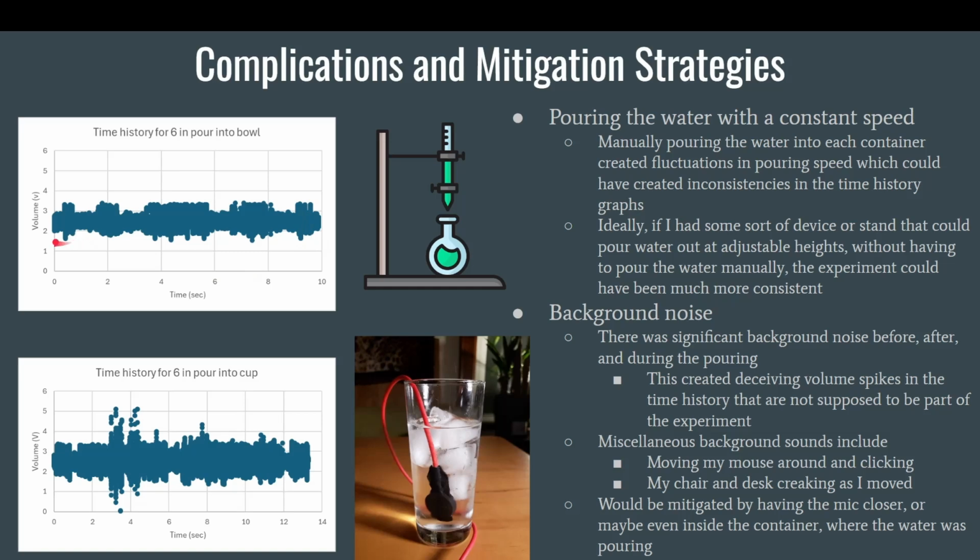spike here and here. The spikes at the beginning and the ends for the time history for the 6-inch pour into the bowl and the 6-inch pour into the cup. These mainly came from me just clicking and moving my mouse around, trying to start and stop the time histories, which made these deceiving spikes that I had to pretty much ignore. And this would have been mitigated by having the mic closer or maybe even inside the container where the water was pouring, but our mics aren't waterproof.